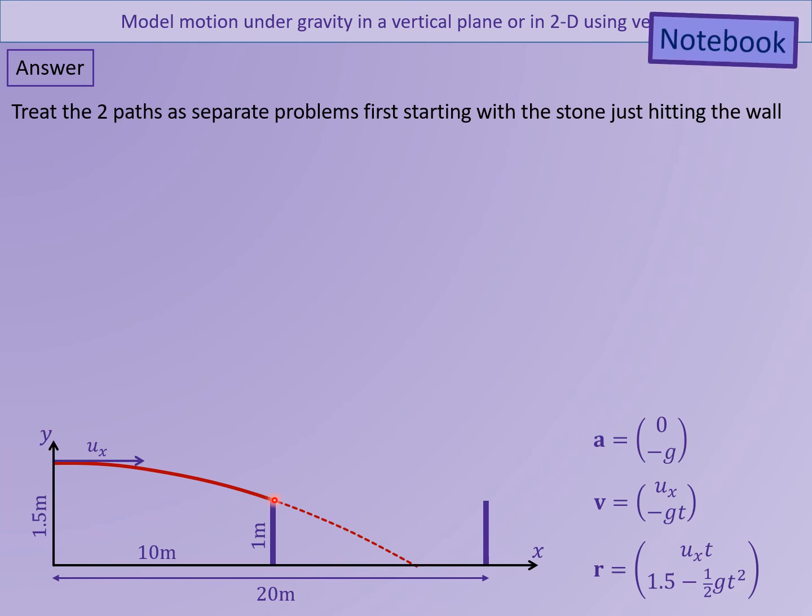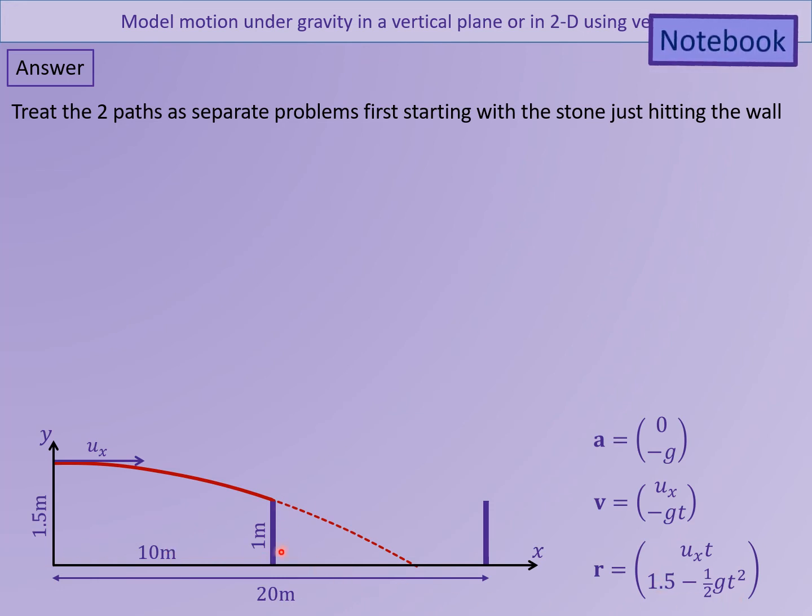If it's just touching the top of that wall, that point there at the top of the wall is part of its flight path. It's a position that it's reached. That ball, that stone that's being fired out, reaches a position 10 across, 1 up. So if that's its position, 10, 1, that is the same as that vector just there. When is that vector just there? 10, 1.